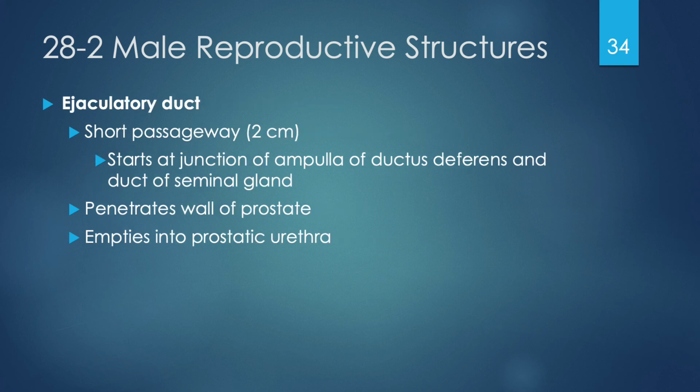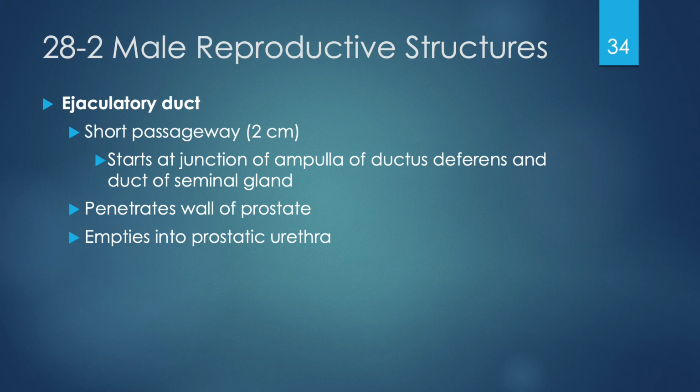Earlier, we discussed how sperm are formed in the testis. They will then travel through the epididymis, which is where they mature, and then through the ductus deferens. And that goes up and around. It comes back down to the prostate gland. So this is where everything comes together.